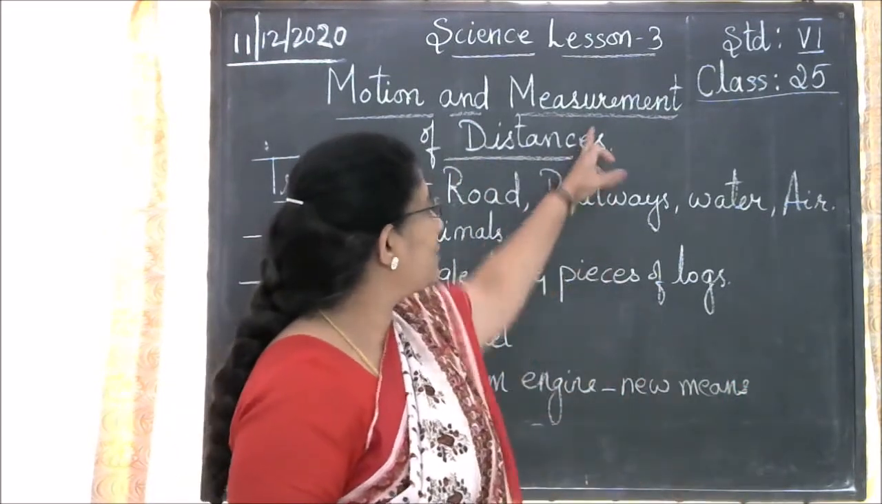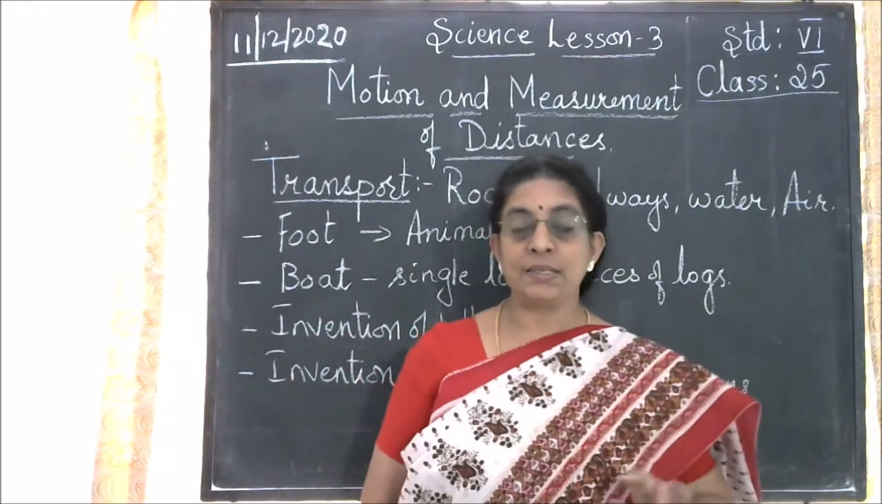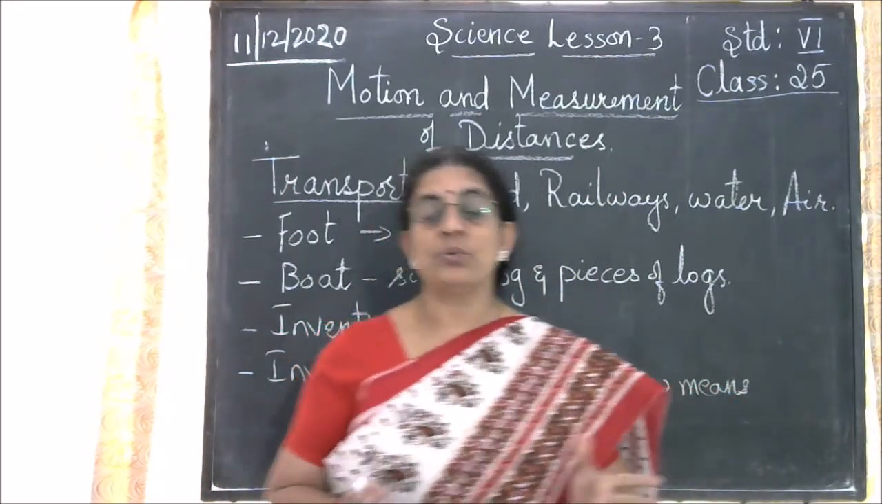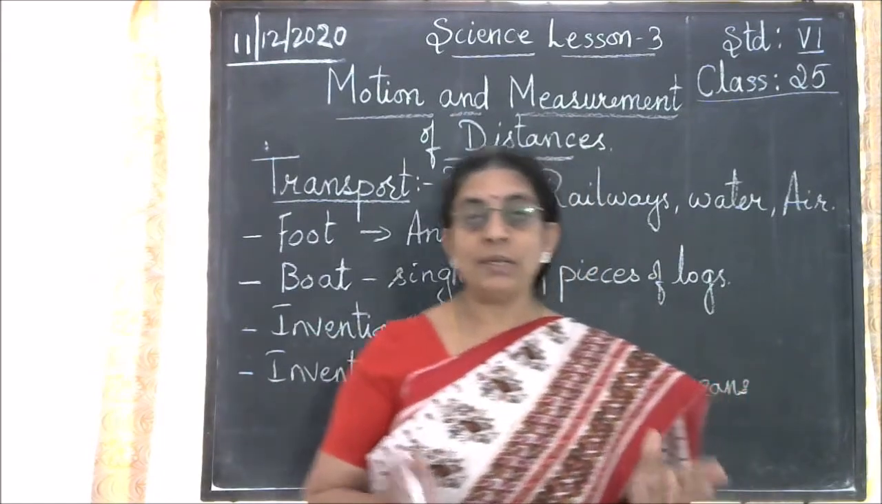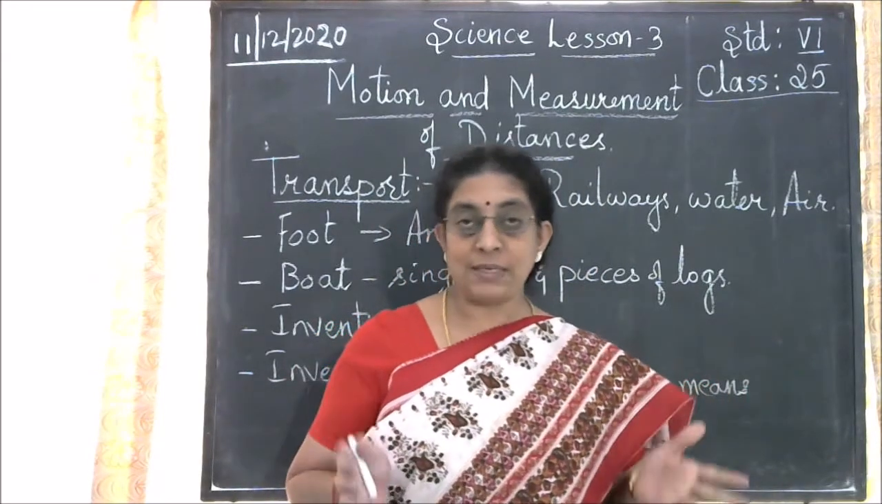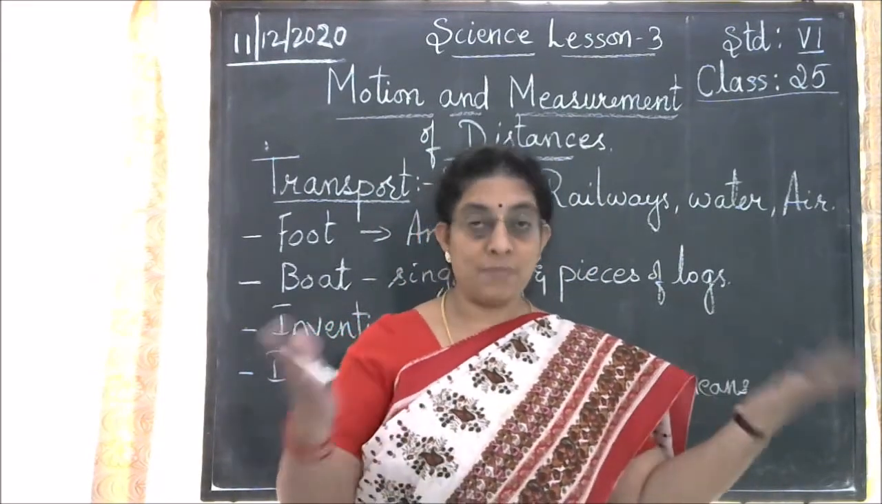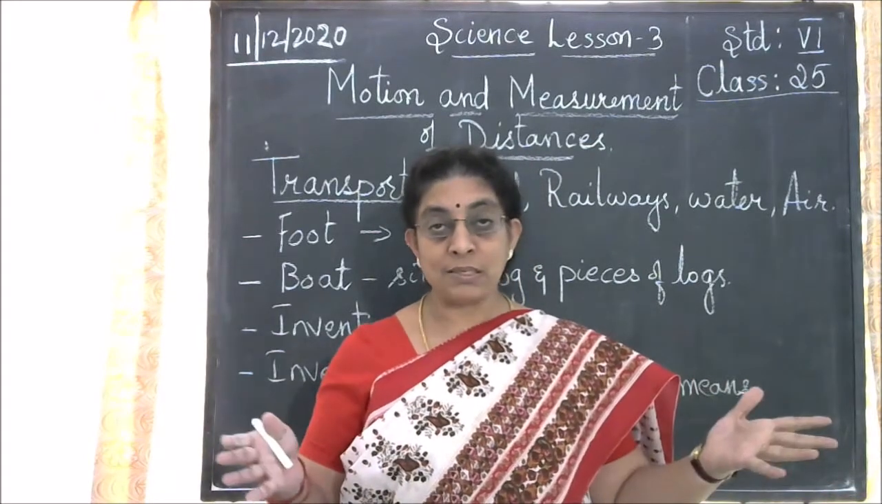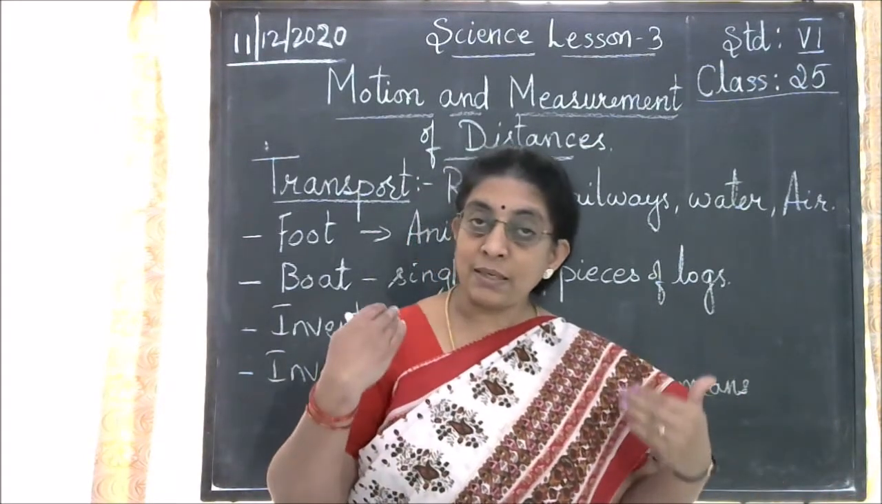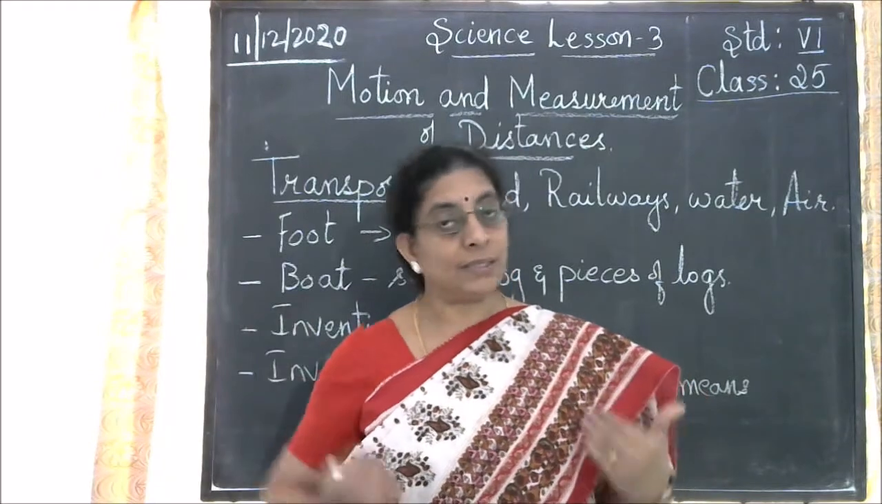And then next is measurement of distances. What are the basic things you should know about how to measure things? It can be a table, a chair, a room, a bench, or it can be the distance you are traveling.